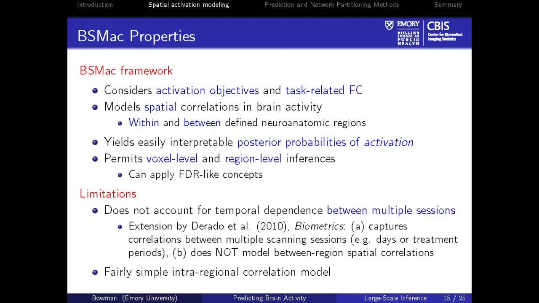It yields the easily interpretable posterior probabilities of activation, and then also it permits voxel and region-level analysis or inferences. It does not account for temporal dependence between multiple sessions, and that became important later because we were involved in a study where the investigators wanted to do that, and actually another case we were involved in a study where we wanted to try to predict future neural activity, and I'll say a little bit more about that in just a few moments. But to do that, you then naturally have to build in that second layer of correlation between the sessions to do it. And then there's a fairly simple intra-regional correlation model, which I mentioned that we've extended in some other work as well.